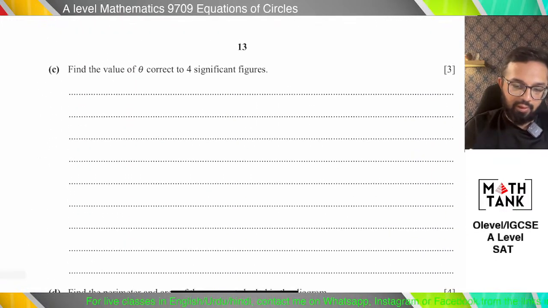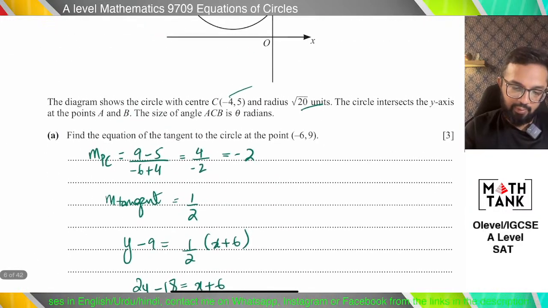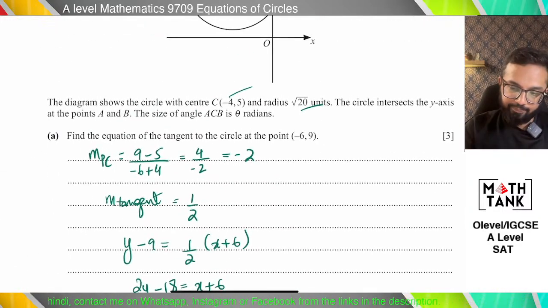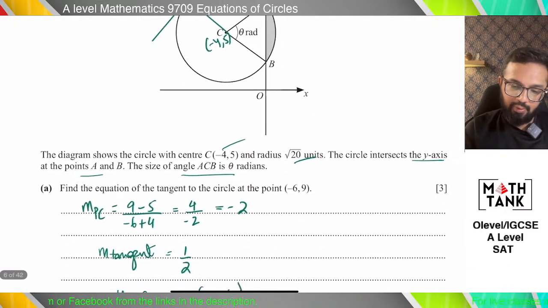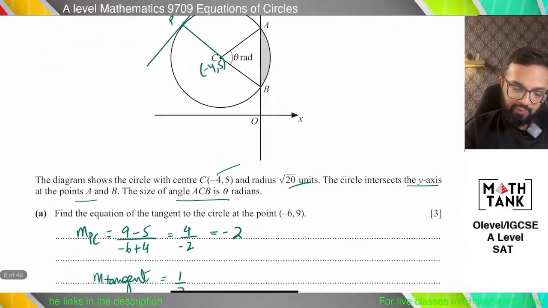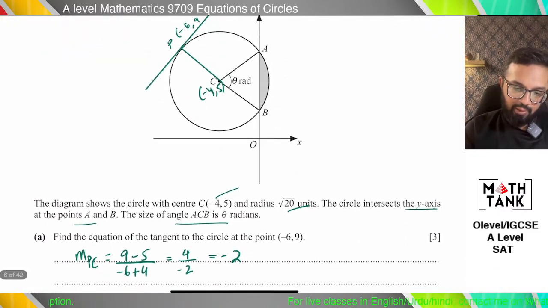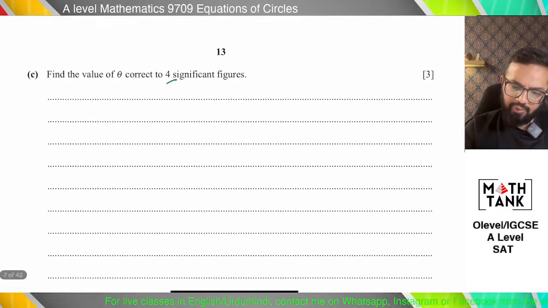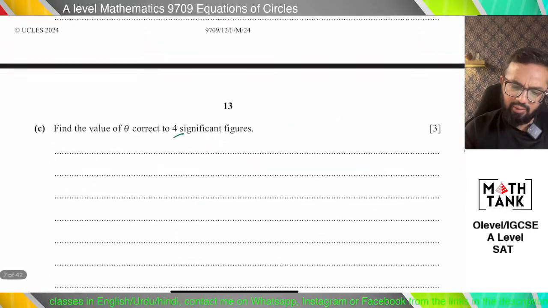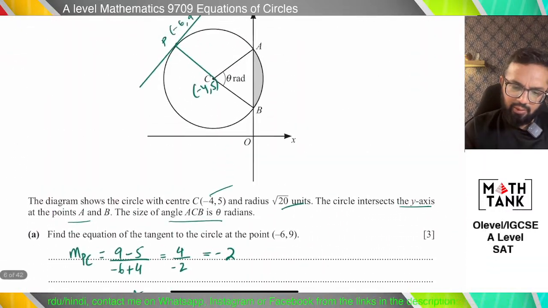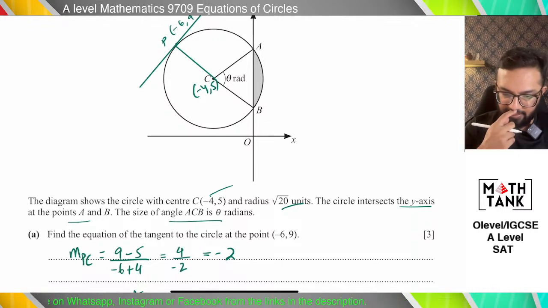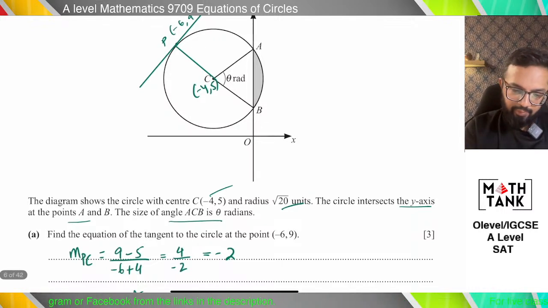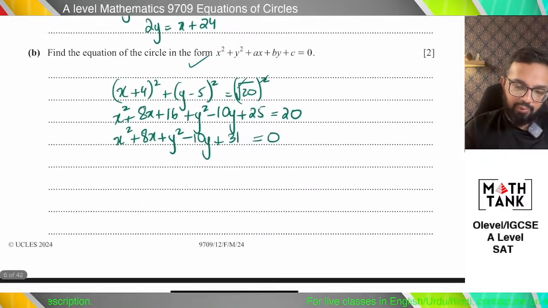Find the value of theta correct to 3 significant figures. Okay, so I will probably need the values of A and B, and then I will be able to use cosine rule to do this, I think. I don't know if I'm missing something. I think that's the better way of doing this question.